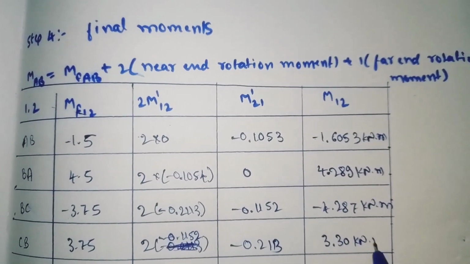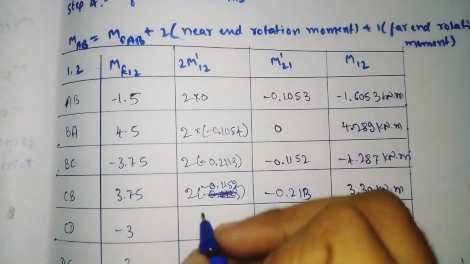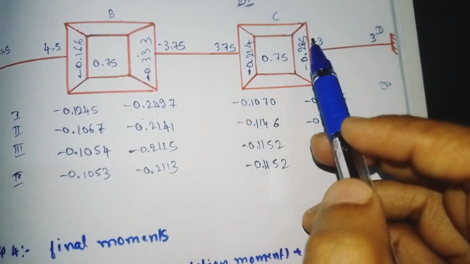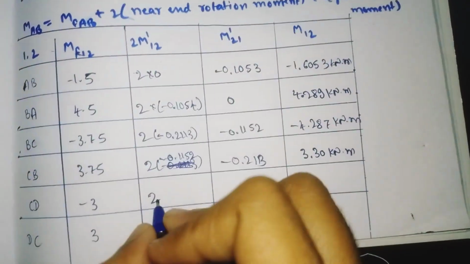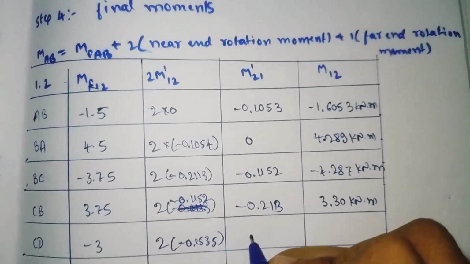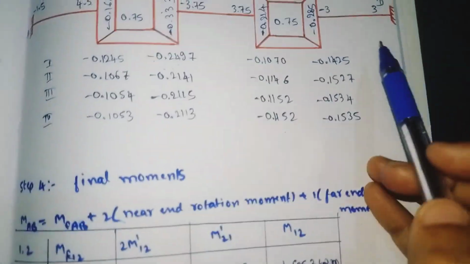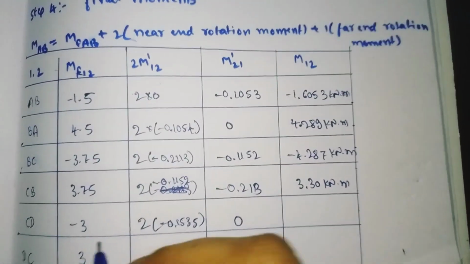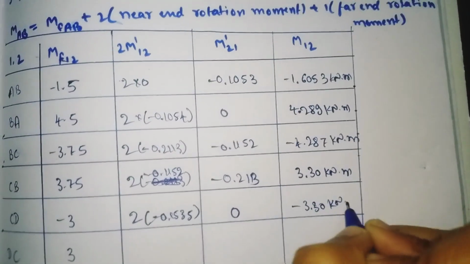So it will come out as 3.30 kilonewton meter. Similarly for CD, the fixed moment we got was minus 3, and 2 into the rotation factor of CD we got was minus 0.1535. And M dash 21 is nothing but the rotation factor of DC. There is no rotation factor for DC, so keep it as 0. So add these three, it will come out as minus 3.30 kilonewton meter.